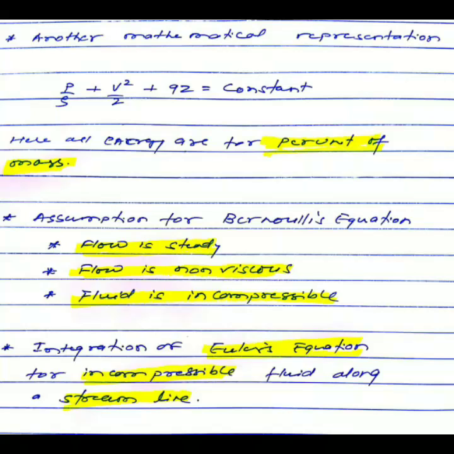Another mathematical representation of Bernoulli's equation is P by rho plus V square by 2 plus gZ is equal to constant. Here all energies are per unit mass. The assumptions for Bernoulli's equation are: flow is steady, flow is non-viscous, fluid is incompressible. On integration of Euler's equation for incompressible fluid along a streamline, we get Bernoulli's equation.